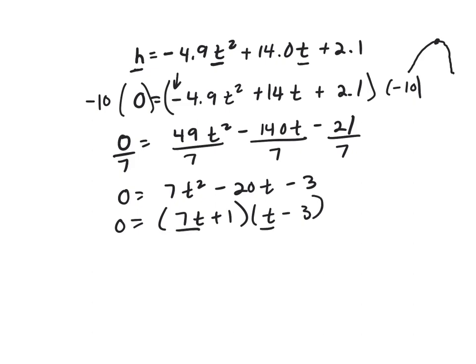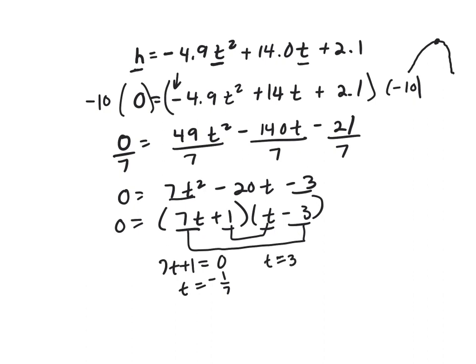Because 7t times t is 7t squared. Positive 1 times negative 3 is a negative 3. And in the middle, you get a 1t and a negative 21t. Combine those, you get negative 20t. So you set both of those equal to 0, and that gives me t equals a negative 1/7. Time can't be negative, and t equals 3. So there's your answer.